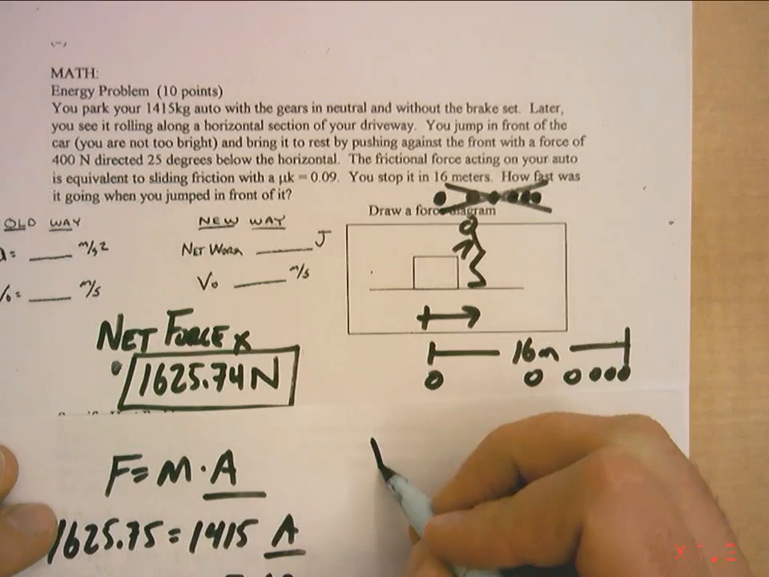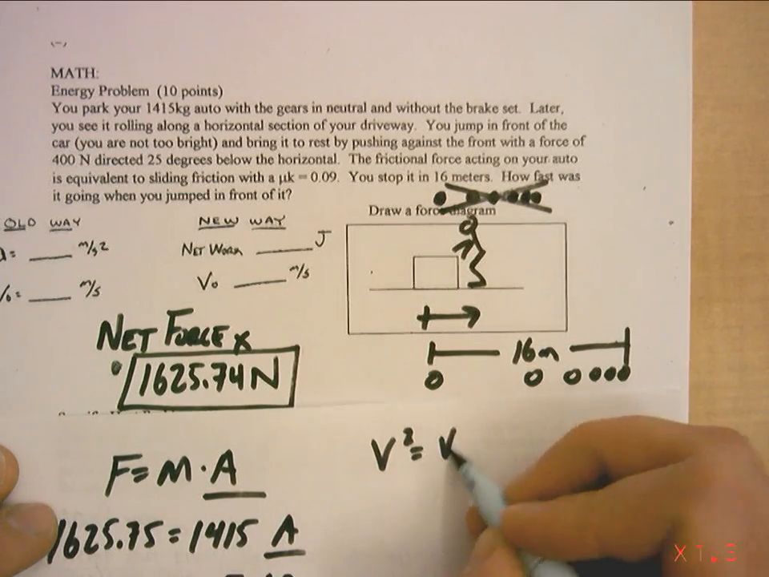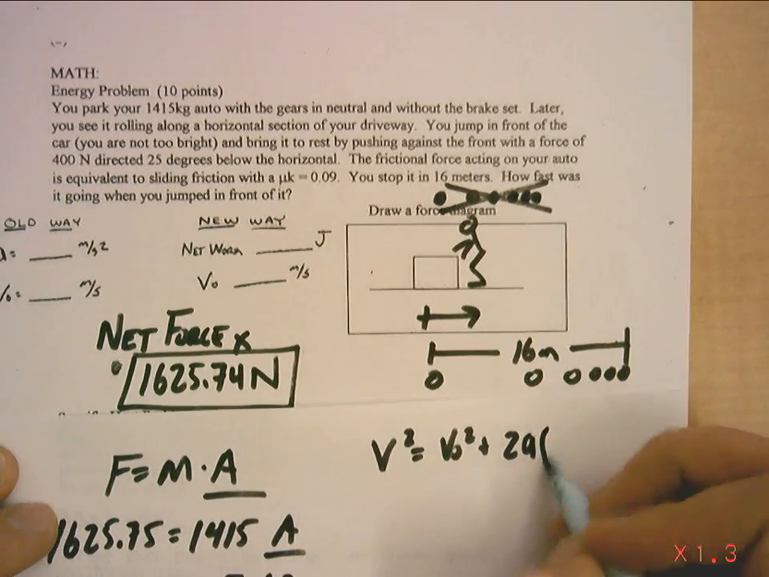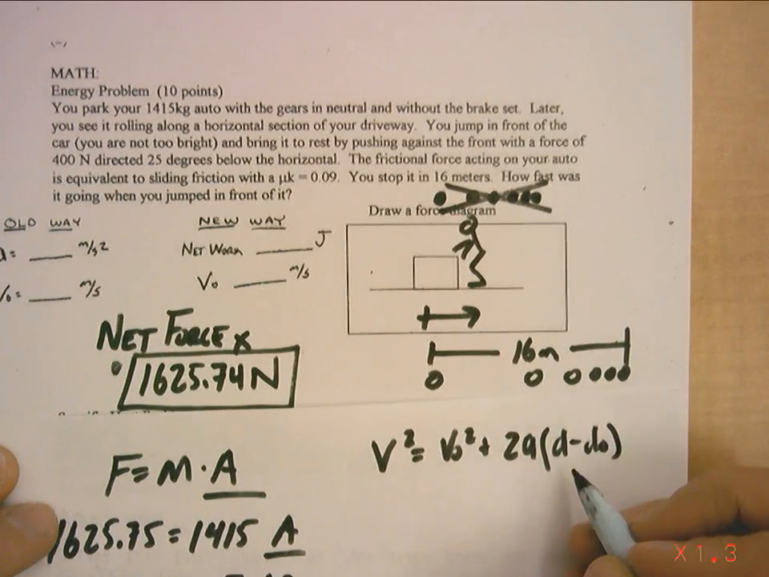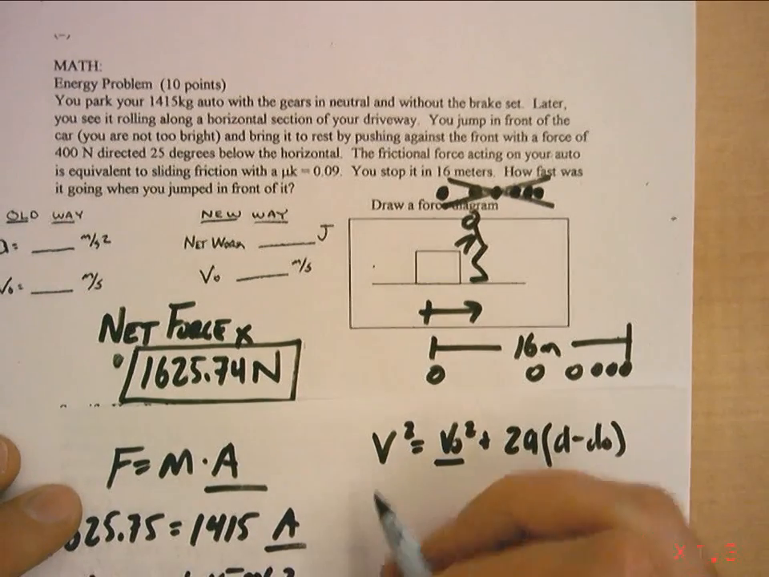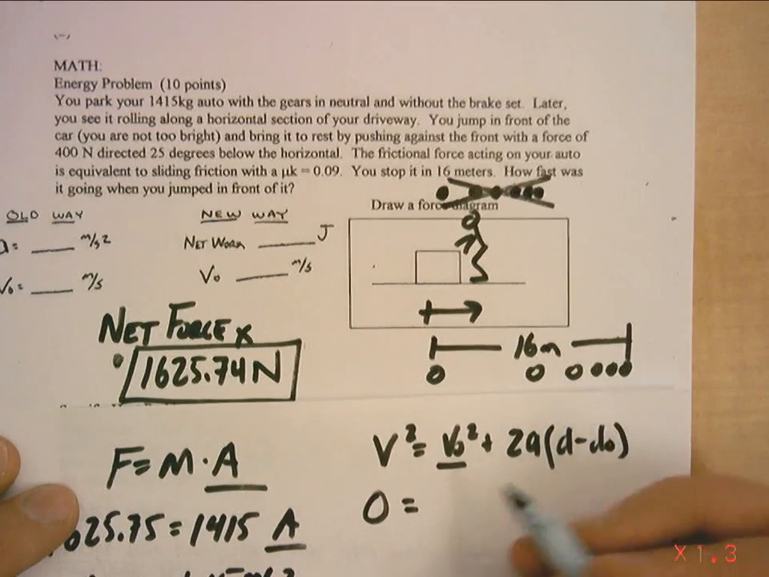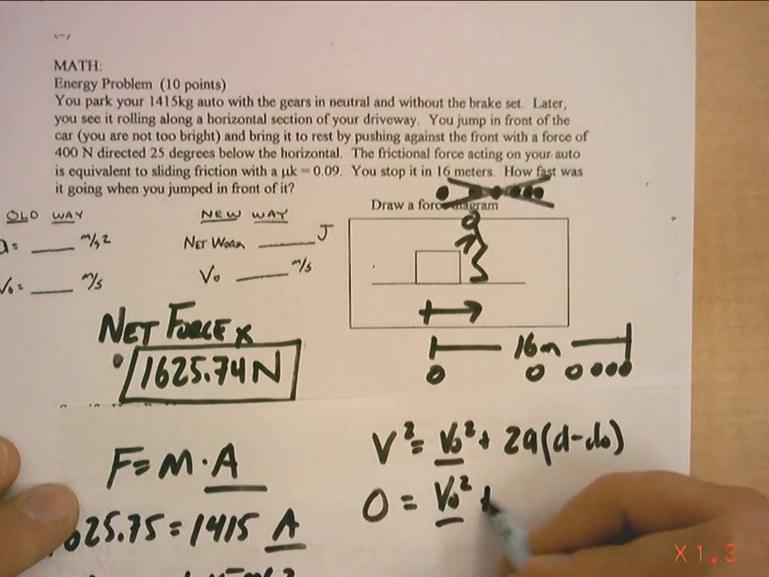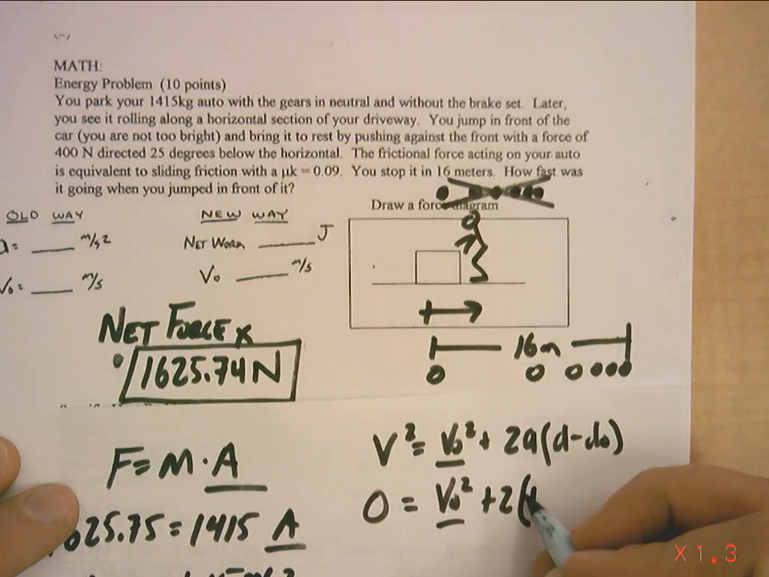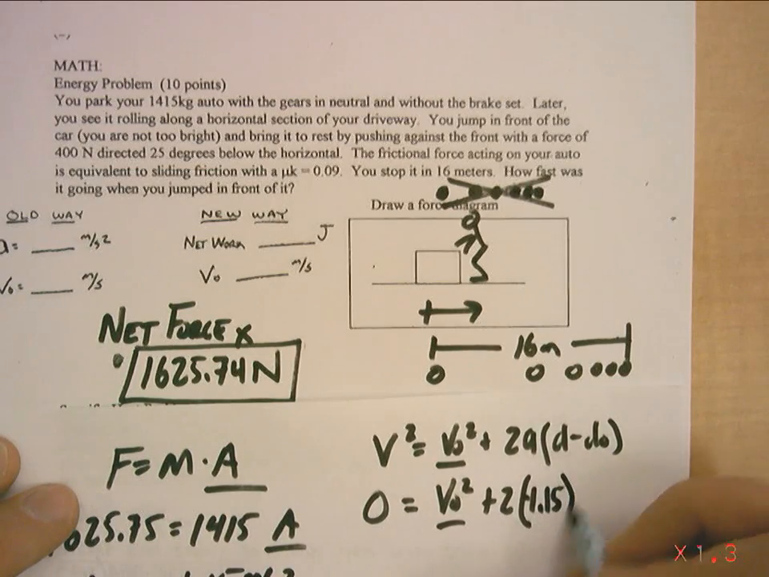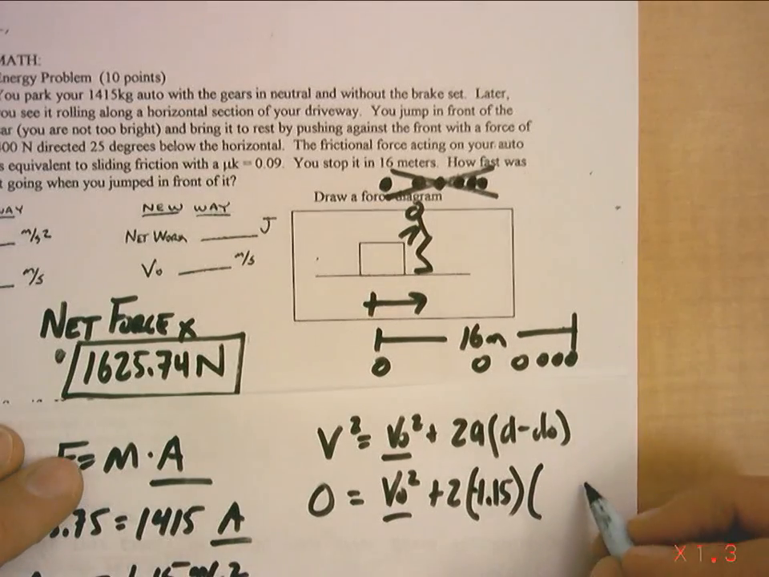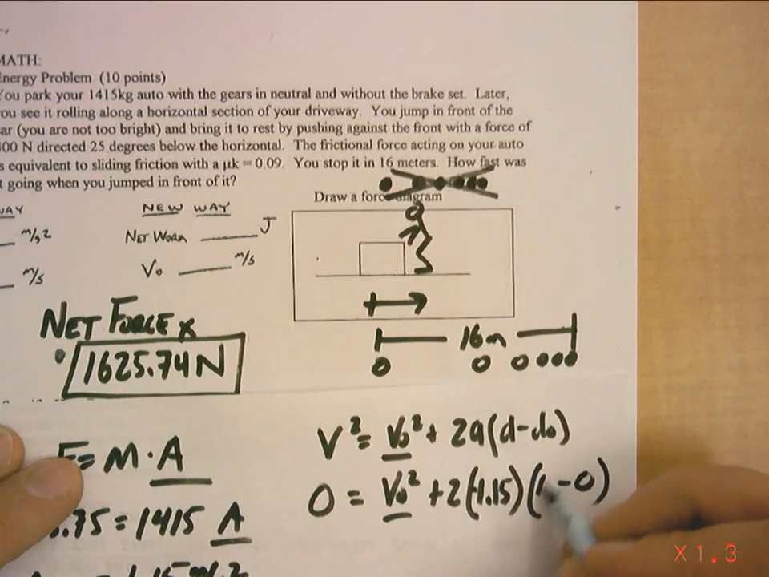So now we're going to plug that acceleration into magic physics formula number 4, and we're going to try to solve for V naught. So if we're successful, it will stop. We got our V naught right here. We've got 2 times the acceleration, negative 1.15, and then we've got D and D naught. Remember, we started at 0, and D would be 16.